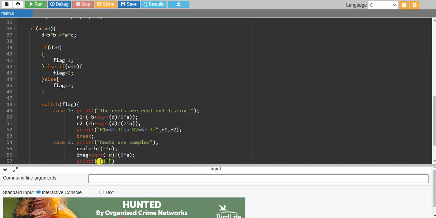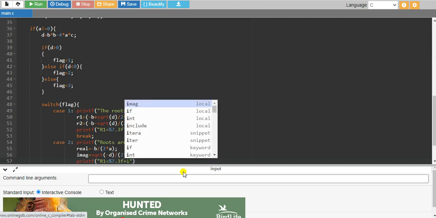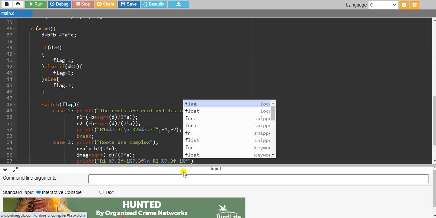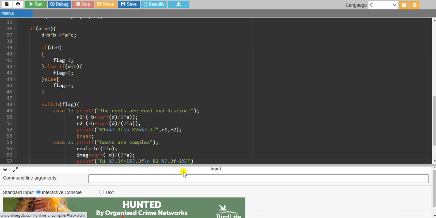Printf r1 equal to percentage 7.3f, then slash n, plus I, plus imaginary number plus I percentage 7.3f, then slash n for r2 equal to percentage 7.3f minus I percentage 7.3f.